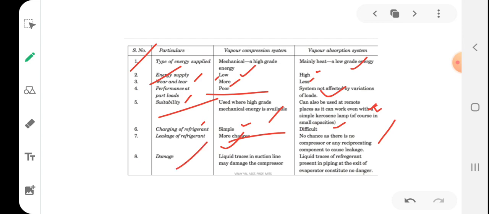And the final point, damage. Liquid traces in the suction line may damage the compressor. But liquid traces of refrigerant present in piping at the exit of the evaporator constitute no danger in the case of vapor absorption. So if the refrigerant in liquid form is inducted into the compressor, the compressor will get damaged, but there is no such issue in the case of a vapor absorption system.